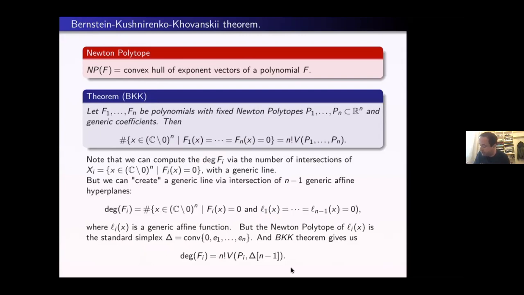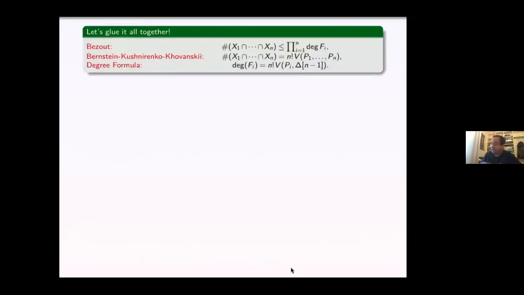But now let's see what I'm claiming about the degree of the polynomial. If I use the theorem of Bernstein, Kushnirenko, Khovanskii, what can I write? This is n factorial times the mixed volume, of the Newton polytope which goes to my beautiful polynomial Fi, and each of those planes actually corresponds to a simplex, as we checked. So I just need to take a simplex n minus one times. And this is the degree. So this is a formula for how you can compute the degree of a generic polynomial using mixed volume, which is again very, very strange.